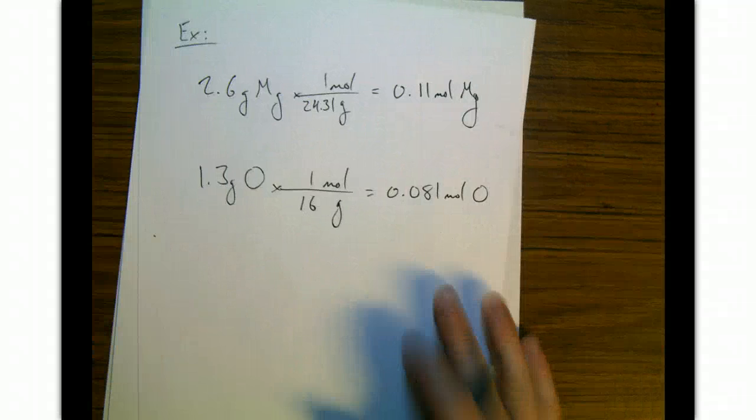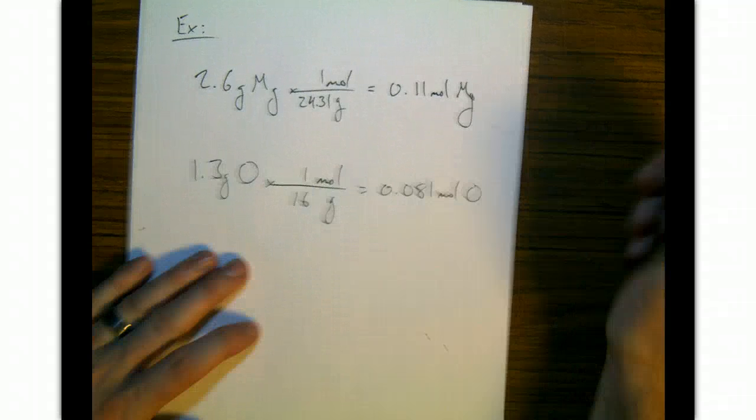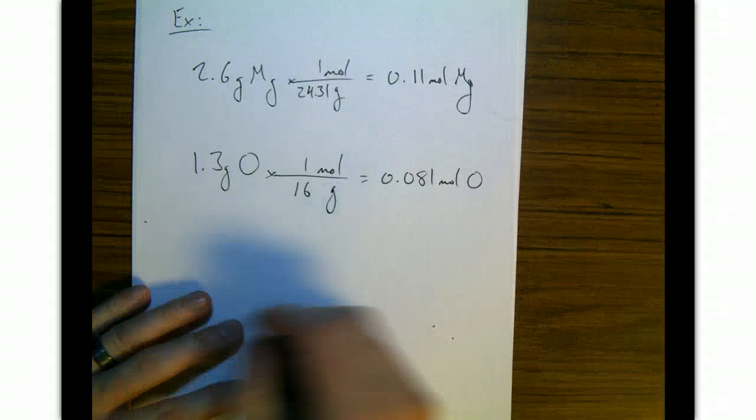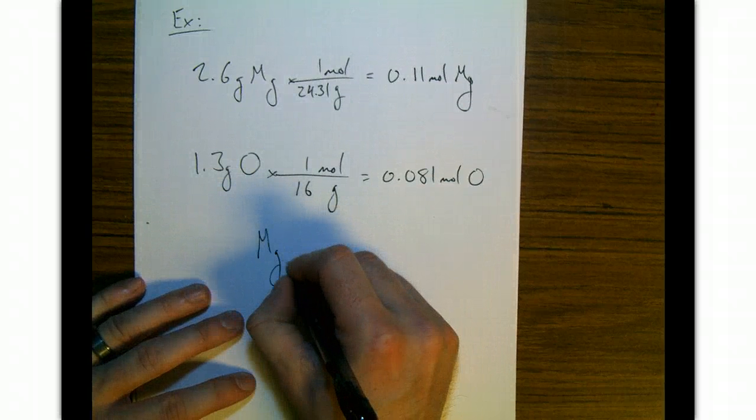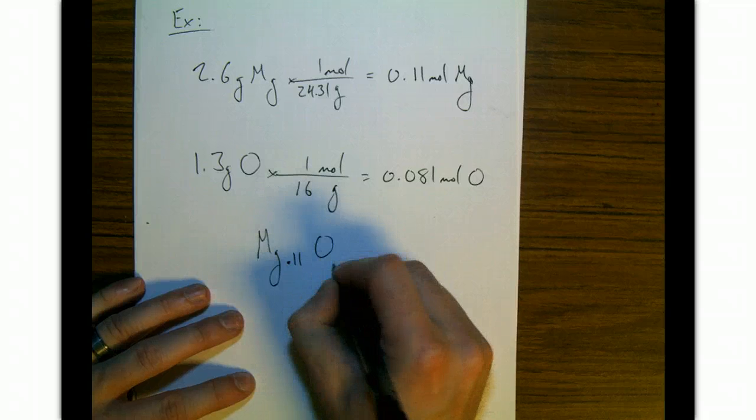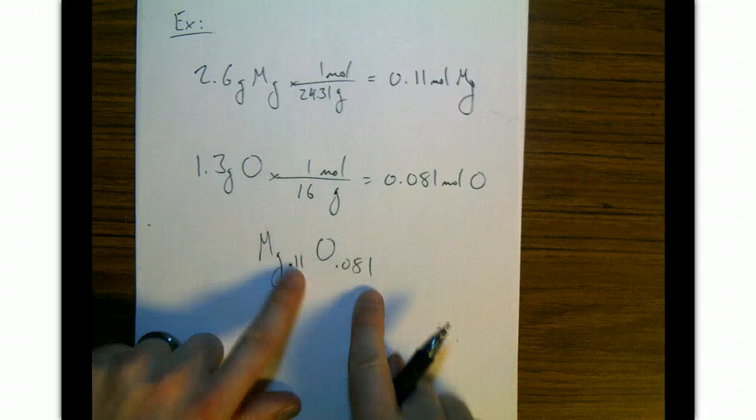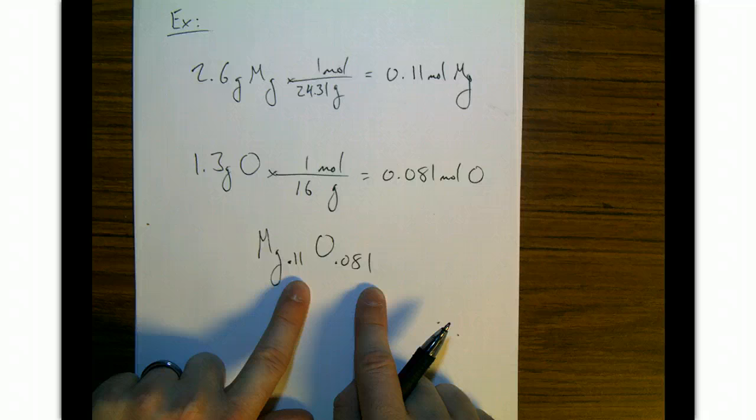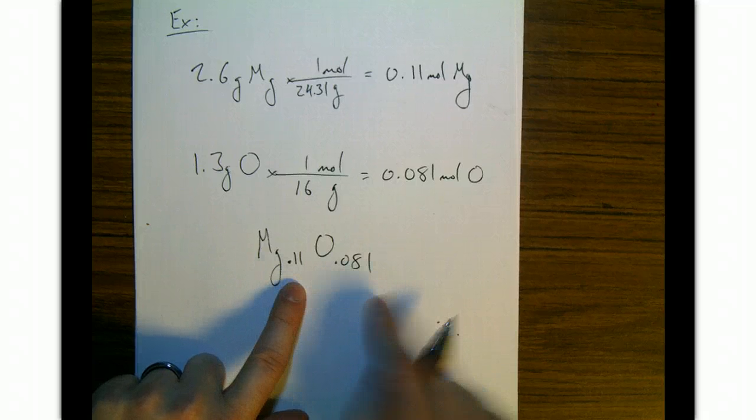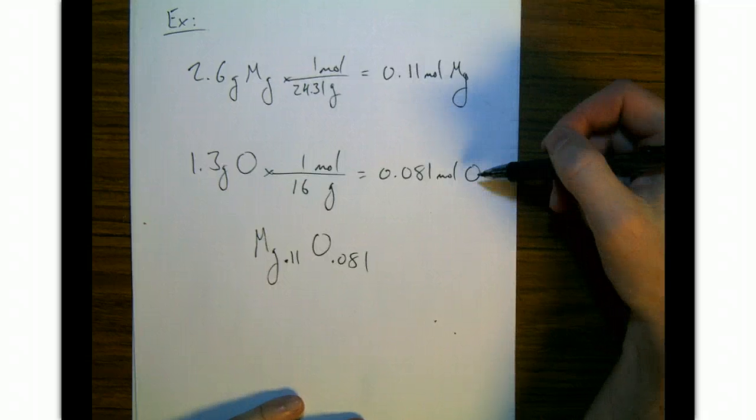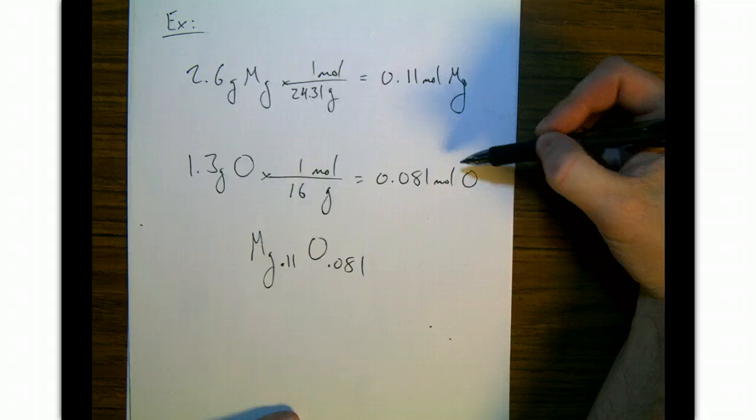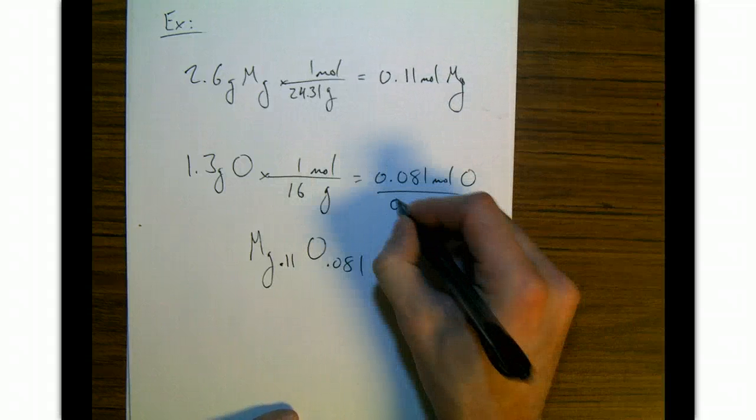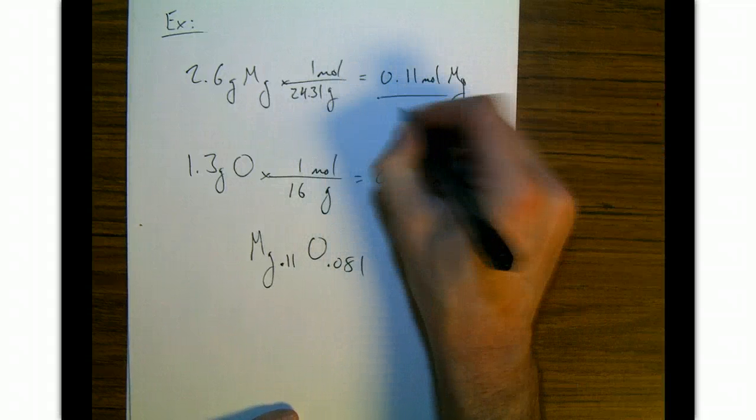So now I have this ratio. Well, that ratio doesn't make a whole lot of sense. I can't write out a chemical formula, an empirical formula specifically, like this. I've never seen that. That doesn't make any sense. So we have to simplify this ratio. The way we simplify the ratio is we take both of these numbers and we divide it by the smallest amount. 0.11 is larger than 0.081. So I'm going to divide each of these numbers by 0.081.